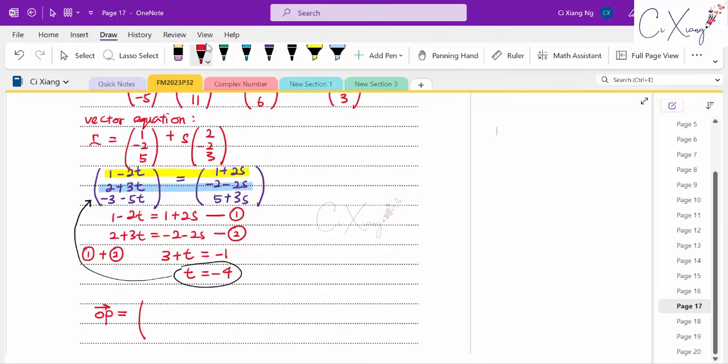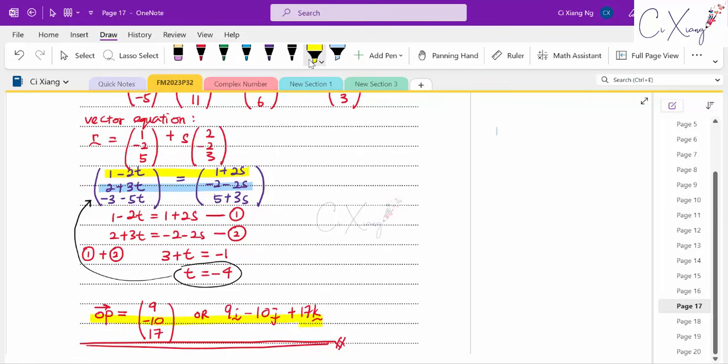Substitute t equals -4 into the equation here, and you are having 9, then -10, and also 17. Or you can write it as 9i minus 10j, then plus 17k. Right, so this is how we find out the intersection between two lines by using vector equation.